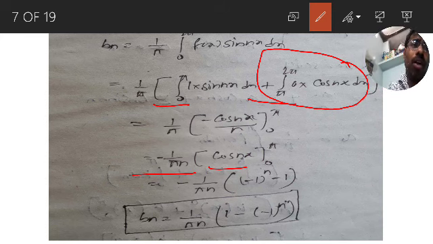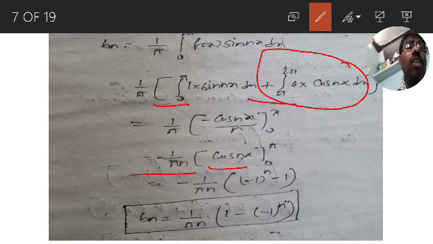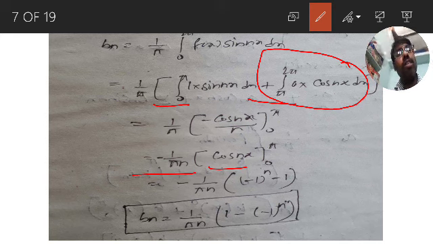Cos 0 is 1. Cos 2 pi, cos 4 pi, cos 6 pi, cos 8 pi, cos 10 pi, all are 1. Cos pi, cos 3 pi, cos 5 pi, cos 7 pi, all are minus 1. Therefore, in general, cos n pi is equal to minus 1 whole power of n. This formula I already told you in the first class in basics. So sin n pi is always 0, whereas cos n pi is minus 1 whole power of n.